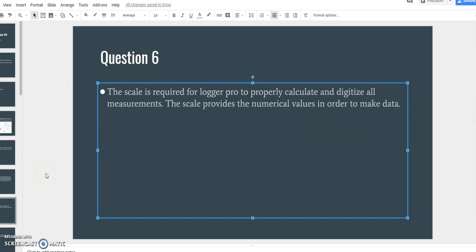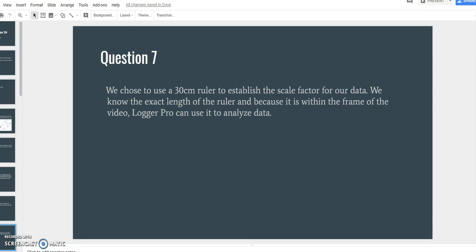Question 6. Why is a scale factor necessary? A scale factor is necessary for LoggerPro to calculate and digitize all the measurements. The scale provides numerical values in order for the program to make data. Question 7. What length might you choose to establish the scale factor for your data? We chose to use our 30 centimeter ruler that was in our video to establish the scale factor for our data. We knew the exact length of the ruler, and because it fits within the frame of the video, LoggerPro can use it to analyze data.